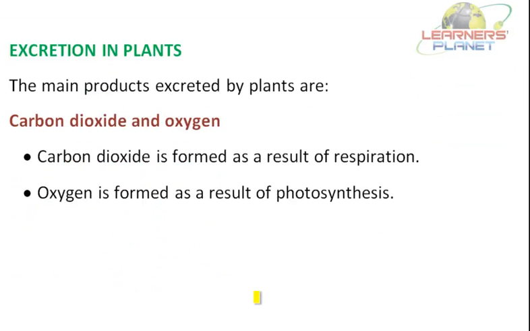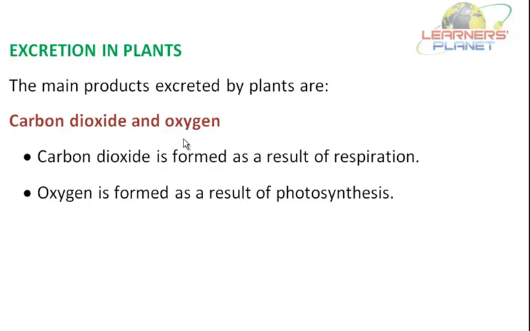Other than these, we also need to discuss excretion in plants. We totally discussed excretion in humans. Now let us discuss excretion in plants. Students, the main products excreted by plants are carbon dioxide and oxygen. Now you know very well that plants have no special organs for removal of wastes, and the waste products of respiration and photosynthesis are used as raw materials for each other. So oxygen produced as a byproduct of photosynthesis is used up during respiration, and carbon dioxide produced during respiration is used up during photosynthesis. Photosynthesis and respiration are interrelated with each other, but they are not the same.